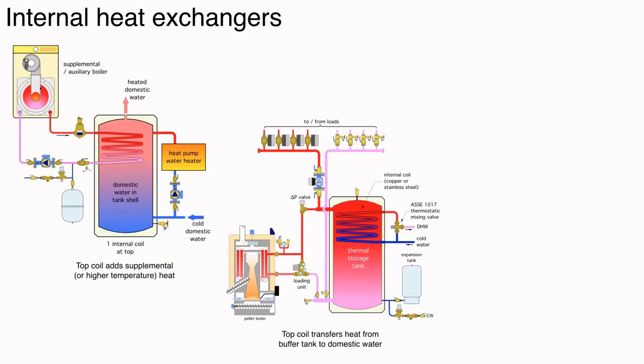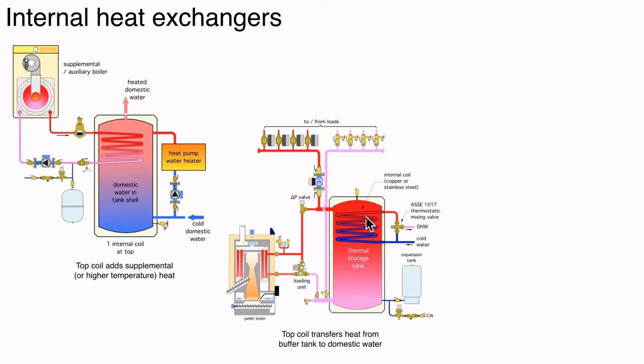Here's another example. In this case, the upper coil is a heat extraction coil. So it would typically be made out of copper, or more commonly today would be stainless steel. This is actually a pellet boiler system, and the tank is set up as what we call a two-pipe buffer. The pellet boiler is adding heat into the tank. You can see there's a takeoff just before the pipe enters the tank here. This goes off to a load, a space heating load.